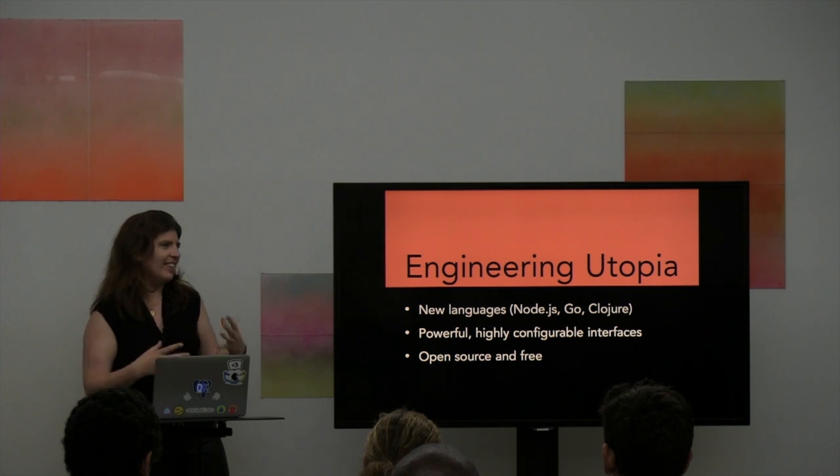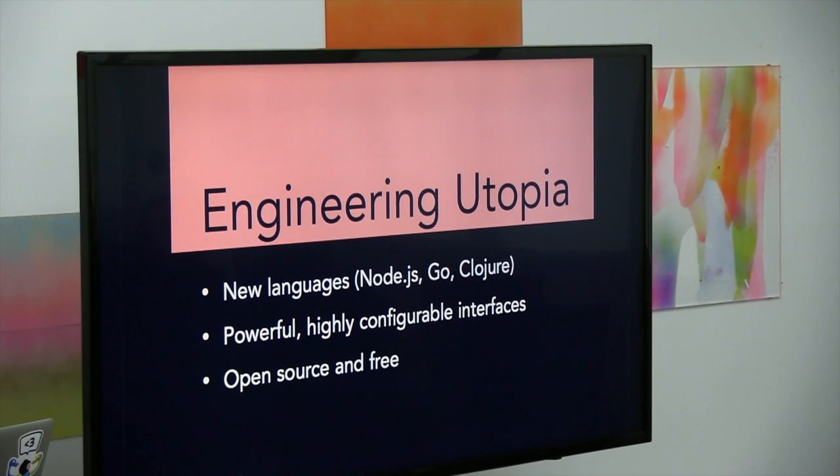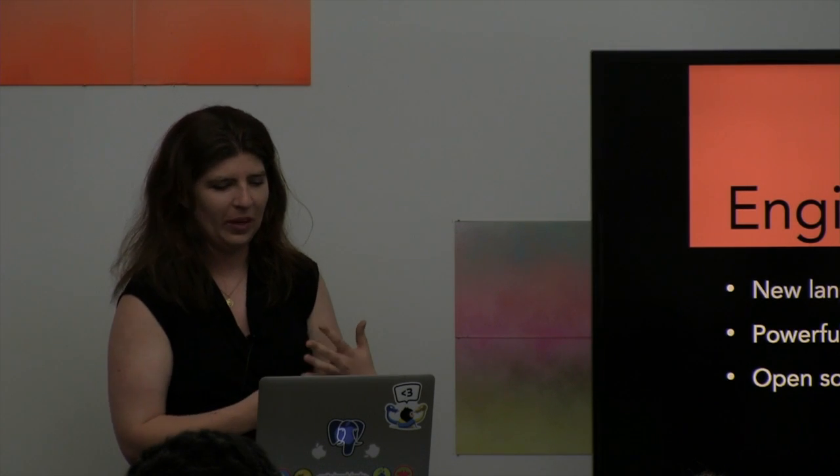There's something that I like to call engineering utopia, which is when you put an engineer on a social good project, they want to do it the perfect, ideal way. They want to use a fancy new language, like Node or Go or Clojure, and I love Clojure, but they want it to have a really powerful interface, and then they want it to be open source and free. And all of these things are great, but sometimes it means that the solution isn't exactly viable for the organization.